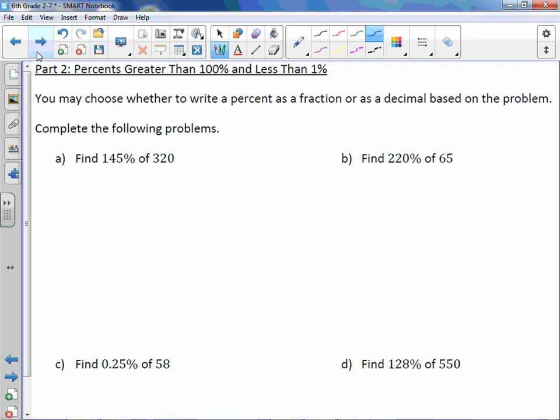Percents greater than 100 and less than 1%. You may choose whether to write the percent as a fraction or a decimal based on the problem. Sometimes it might be a little bit easier to write them as decimals as opposed to fractions, and vice versa. You can decide. Okay? So letter A, find 145% of 320. Okay? Let's do the fraction method. 145 over 100. Reduce it. Looks like we can divide by 5.